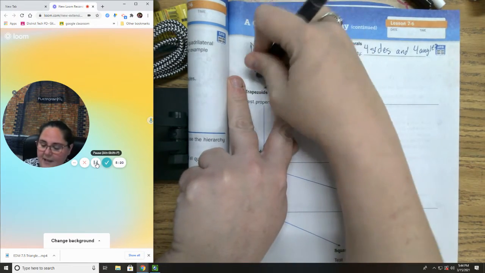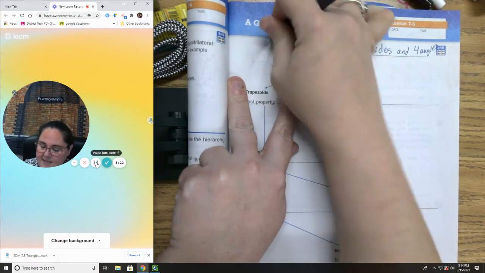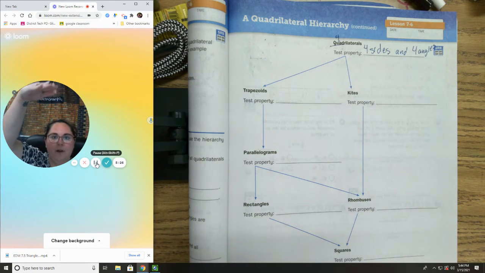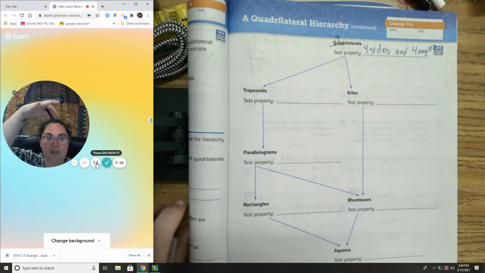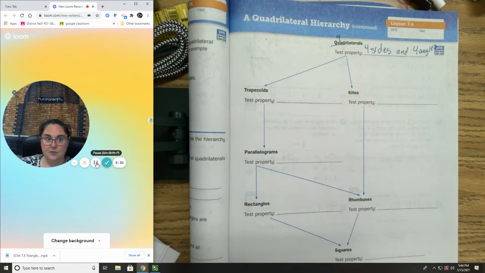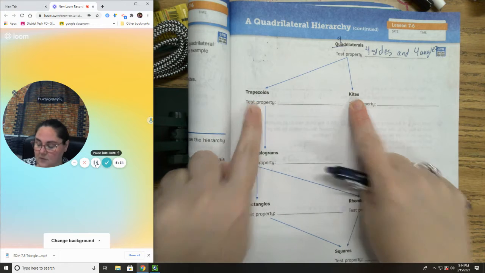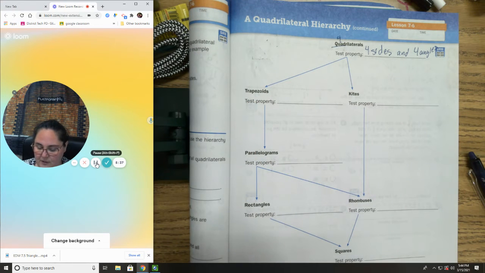All right, so a closed shape with 4 sides and 4 angles. Here we go. Now, we can separate quadrilaterals into 2 groups. We can look at trapezoids and we can look at kites. Okay, so I'm going to look at a few different shapes here.